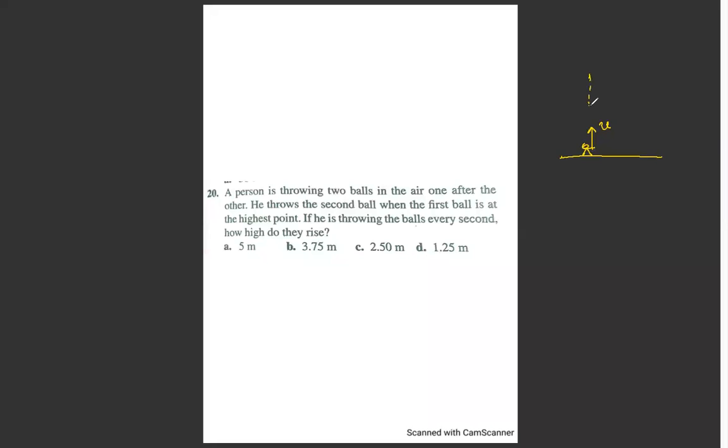So once it starts, it will reach this point when its velocity becomes equal to zero. Then again it will start to come back. It says that when the first ball is at the highest point, you are throwing the second ball. The second ball, right?